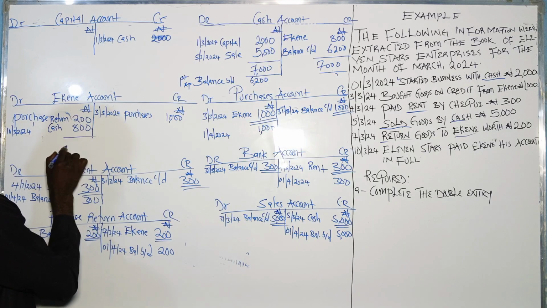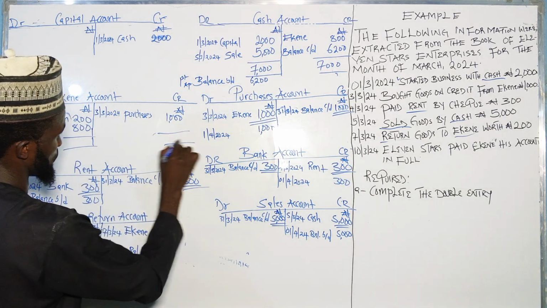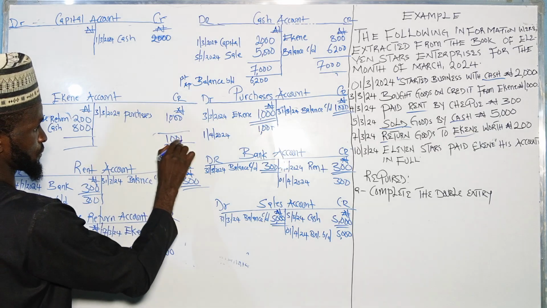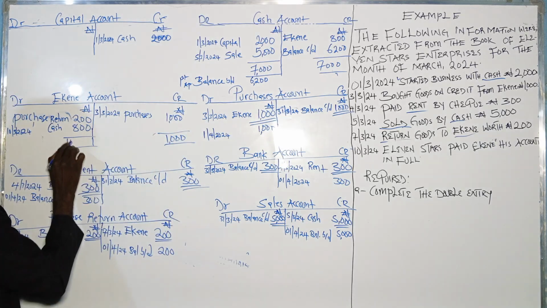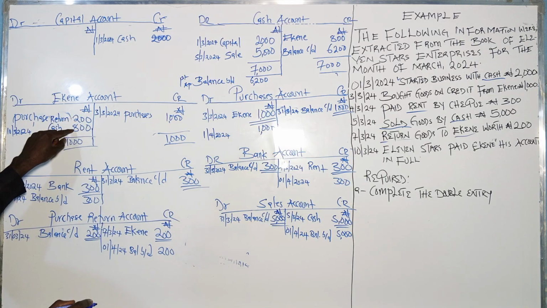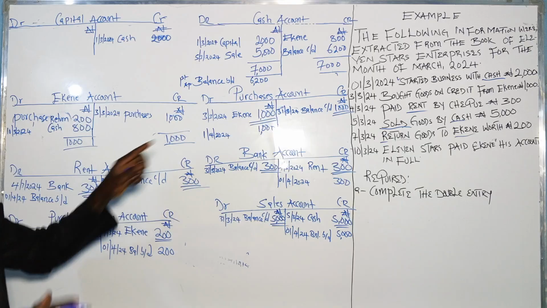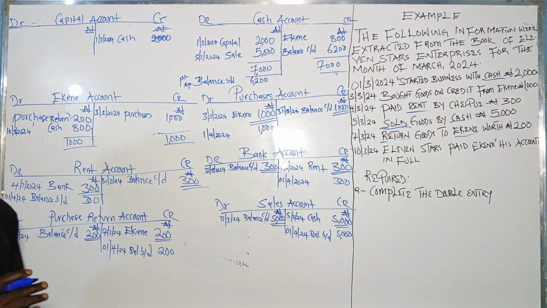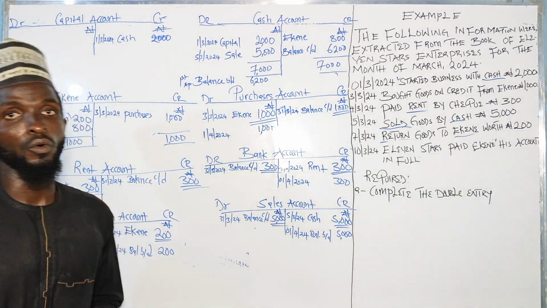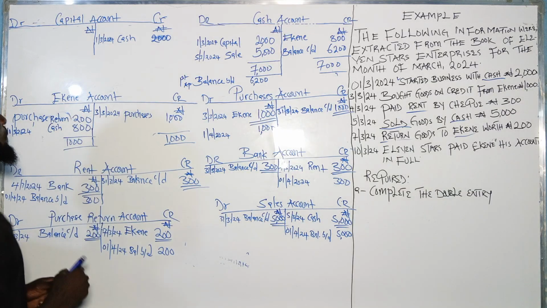Then the loan account. A loan account has balance itself, so therefore there is no need for balance CD and balance BD. Therefore, this is 1,000, this is 1,000. Why? What is here? 200 naira plus 800 naira is 1,000. Now it's 1,000 here also, so it has balanced itself. So there is no need for balance CD or balance BD. The account has cancelled itself.